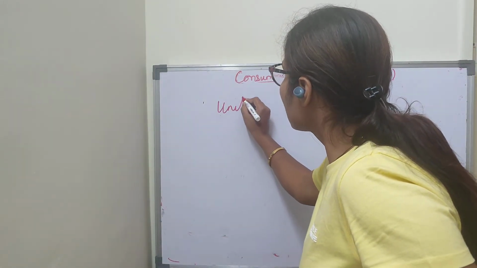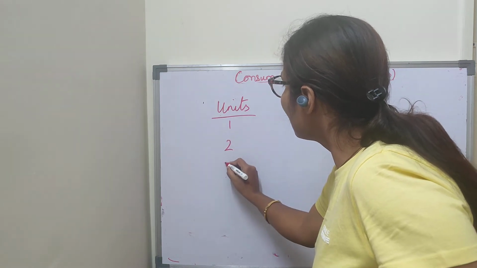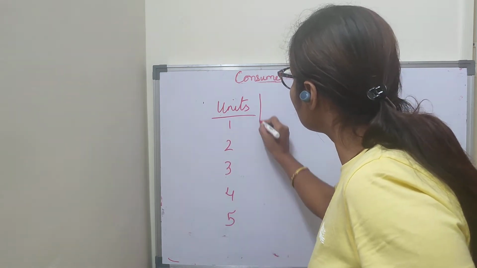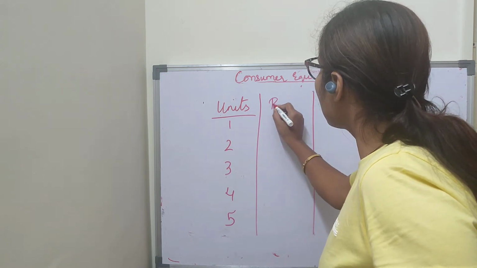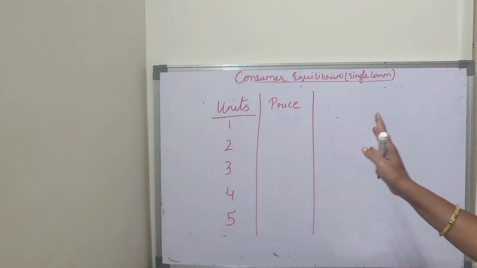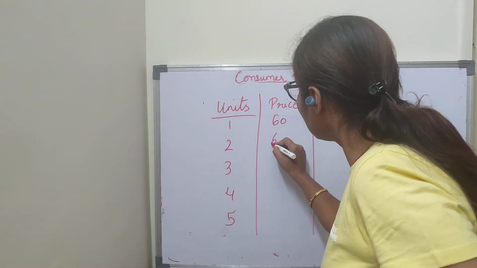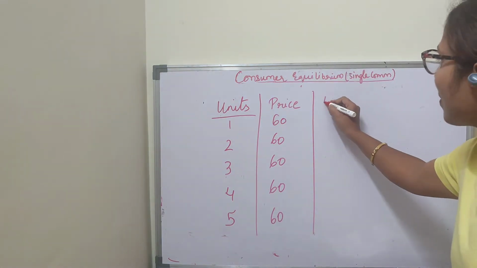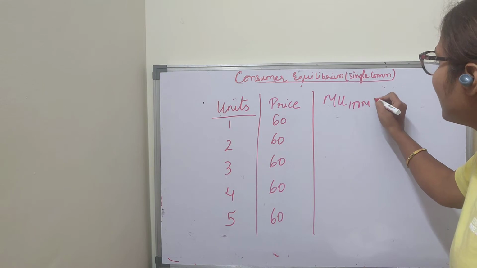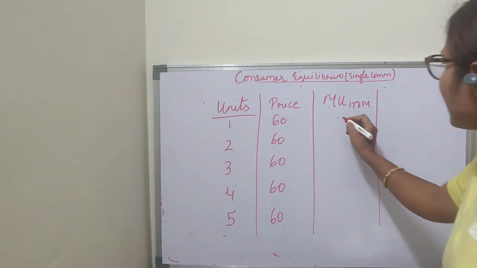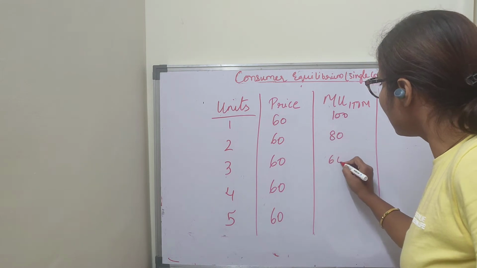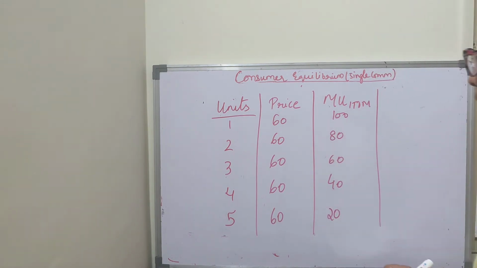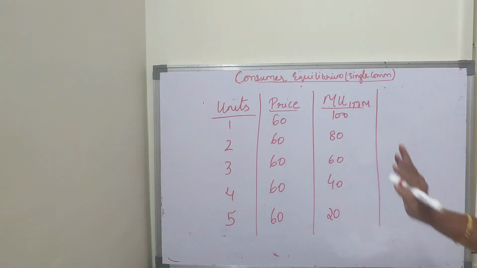Here I am taking the units 1, 2, 3, 4, 5. Here I am taking the price, which I am assuming to be 60. Okay. Now here I am taking marginal utility in terms of money. Here I can take any figure. Now you see that marginal utility is already converted in terms of money, and here I have given you the marginal utility in terms of money.